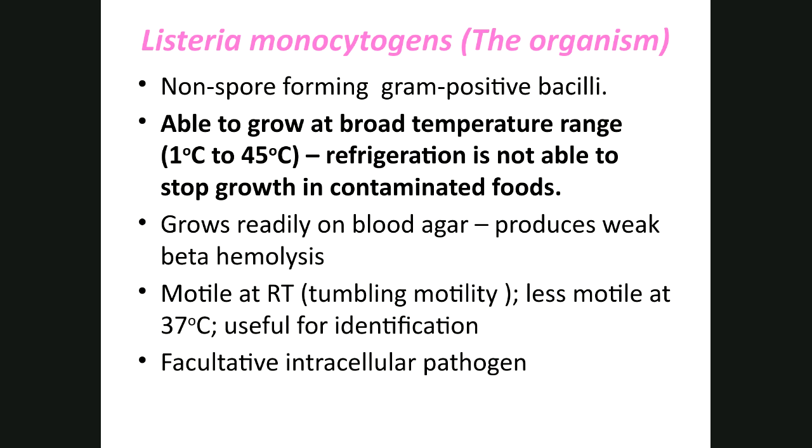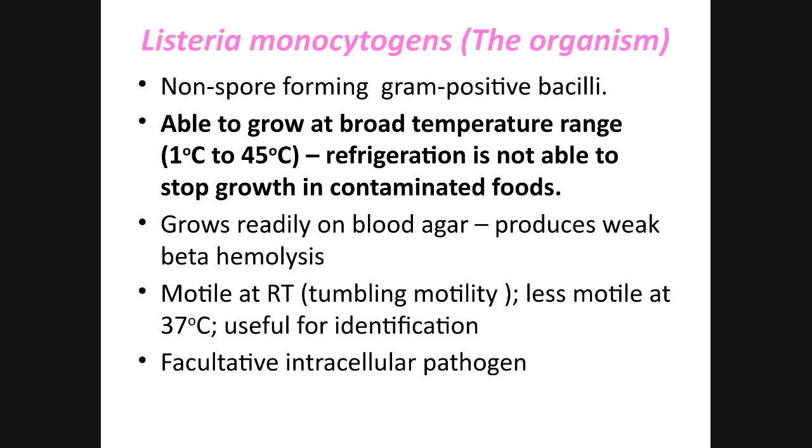It grows on blood agar and produces beta hemolysis. I hope you remember what is beta hemolysis from your pre-med. Typical example of beta hemolysis was Streptococcus pyogenes, but this organism also produces beta hemolysis, but this beta hemolysis is very weak, and its zone is very small as compared with Streptococcus pyogenes.